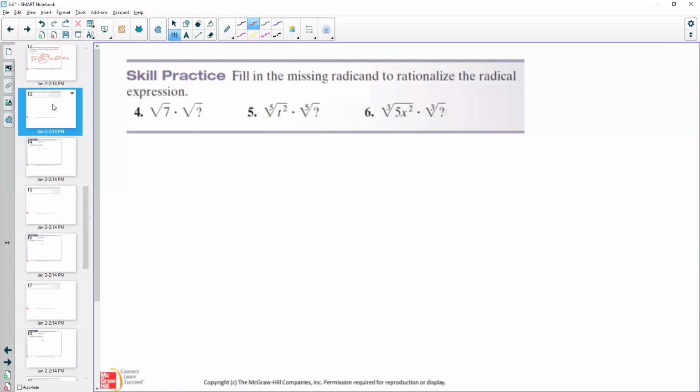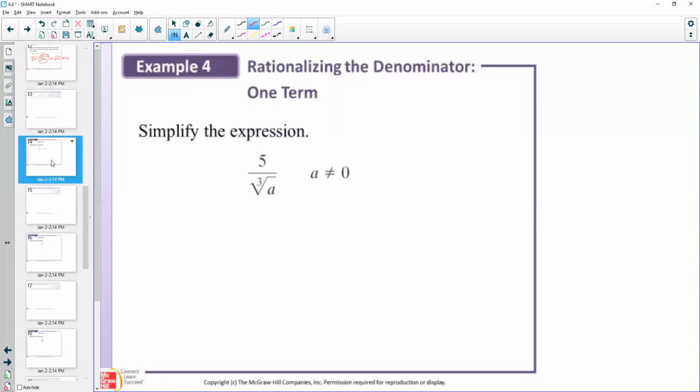You try these. These you can try on your own. If you're stuck, drop into the chat. Let's see what happens. Okay? Drop into the discussion. All right, let's try this one.